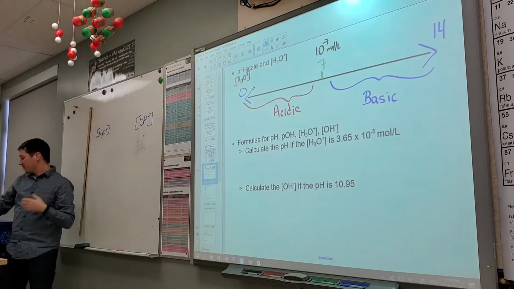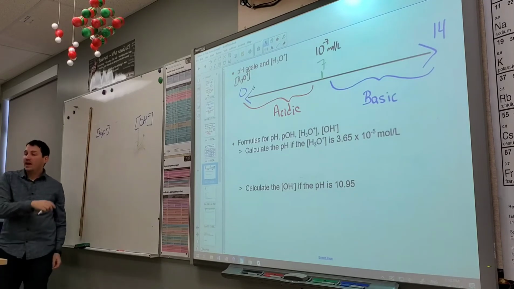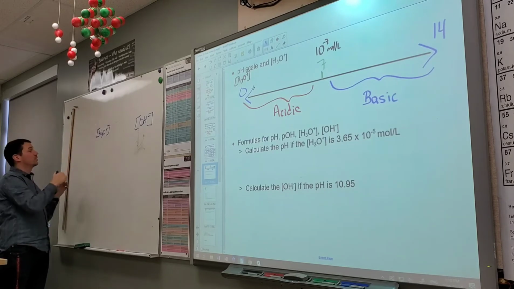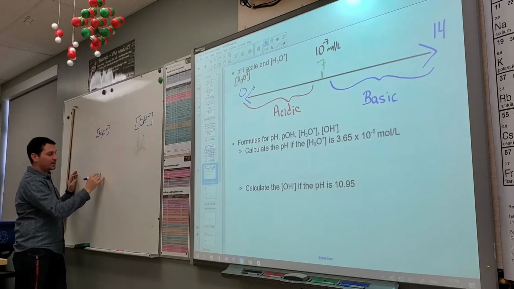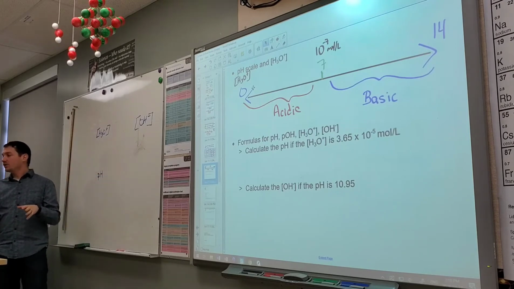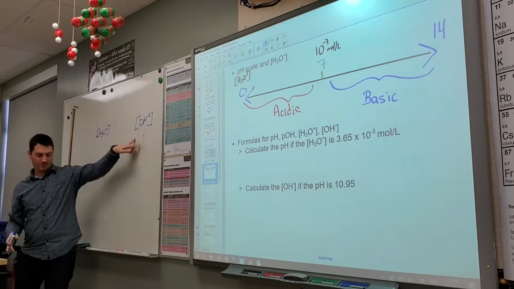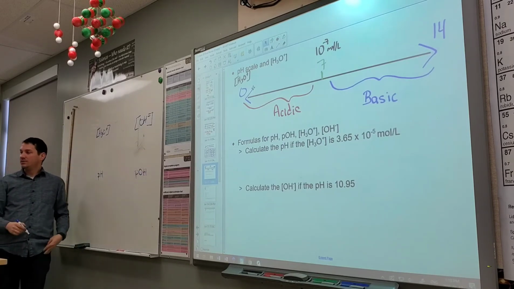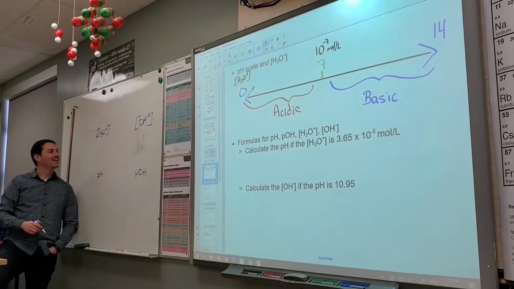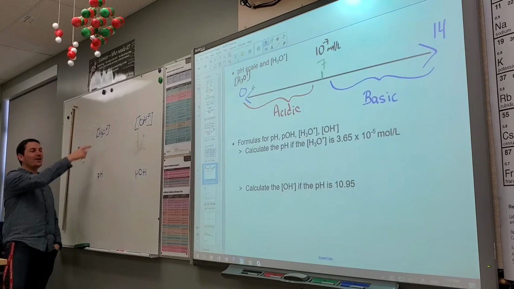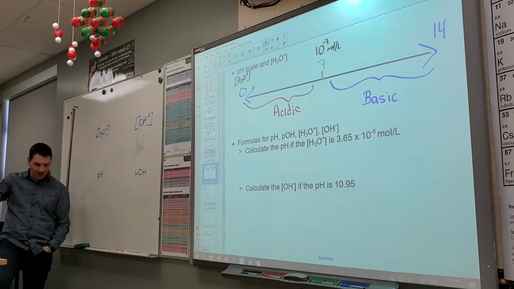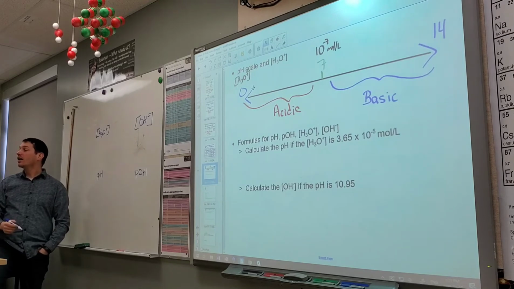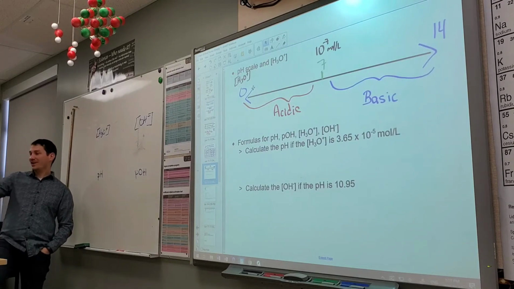What other mathematical value is associated with hydronium? Really closely related: pH. So we've got pH, and what other value is well associated with pOH? Does anybody know either of these calculations? Either one of them? Negative log. Okay, we got two different.